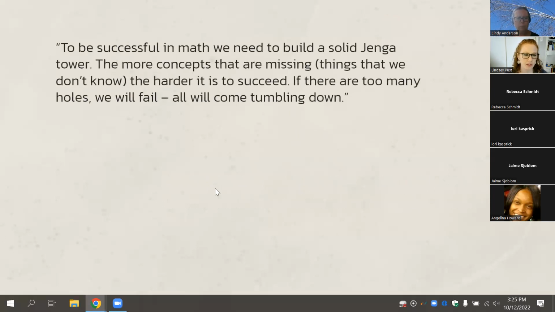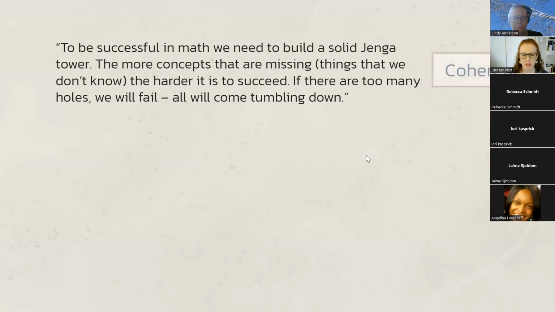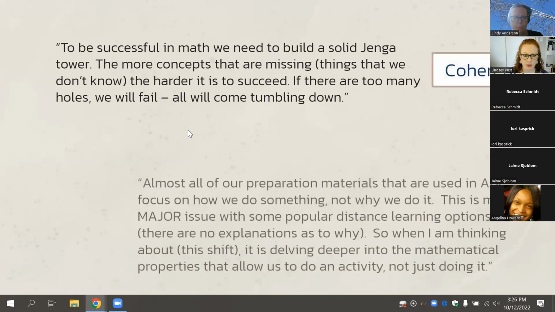What about this one? To be successful in math, we need to build a solid Jenga tower. The more concepts that are missing, things we don't know, the harder it is to succeed. If there's too many holes, we will fail and all will come tumbling down. Yeah, coherence, making those connections. Okay, last one.